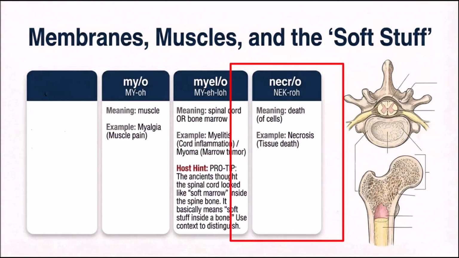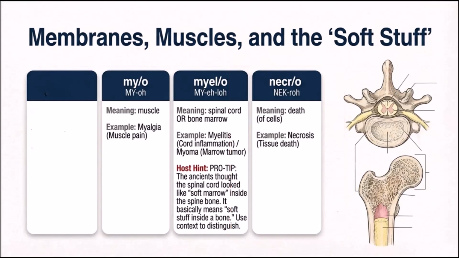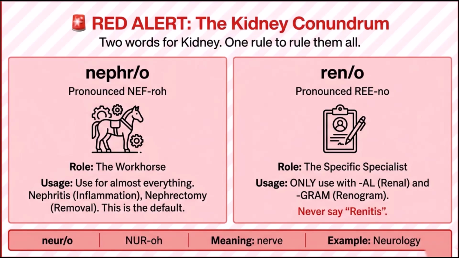Necro. Death, specifically the death of cells or tissue. So necrosis is the condition of tissue death. Right, like gangrene. Okay, red alert number 2. Get ready. The kidney conundrum. Nephro versus reno. Both mean kidney. What's the rule here? Okay, nephro is your main workhorse. You use it with almost everything. Nephritis for inflammation, nephrectomy for removal. Got it. Nephro is the default.